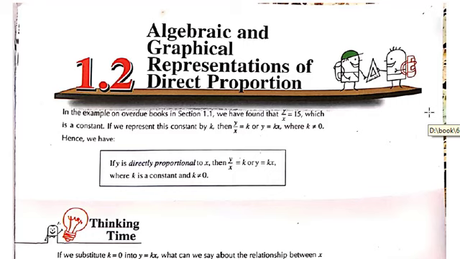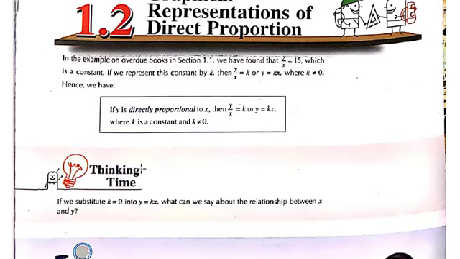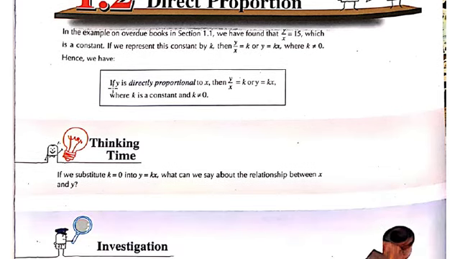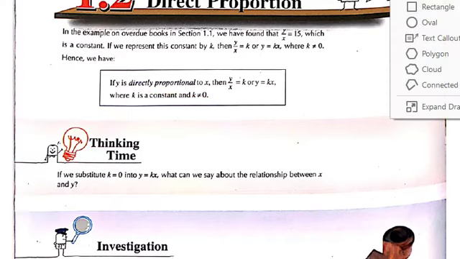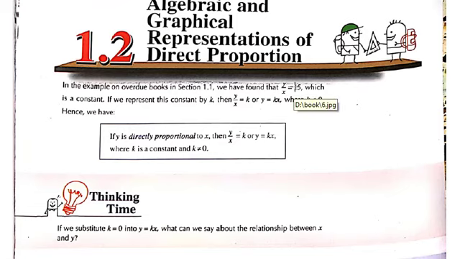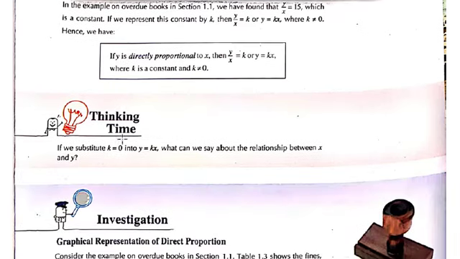Algebraic and graphical representation of direct proportion. Okay, if y is directly proportional to x, then... Algebraic and graphical representations of direct proportion, unit 1.2.